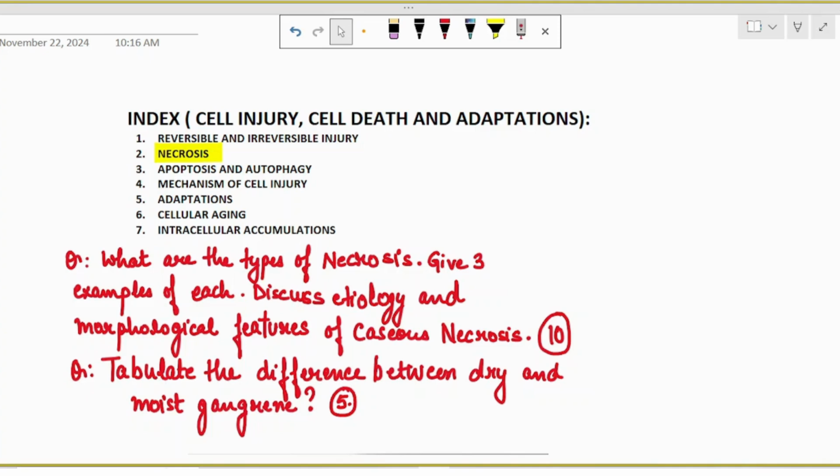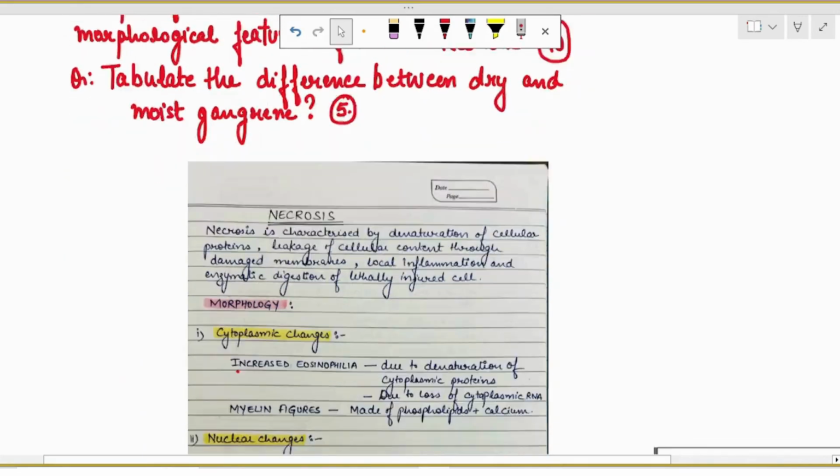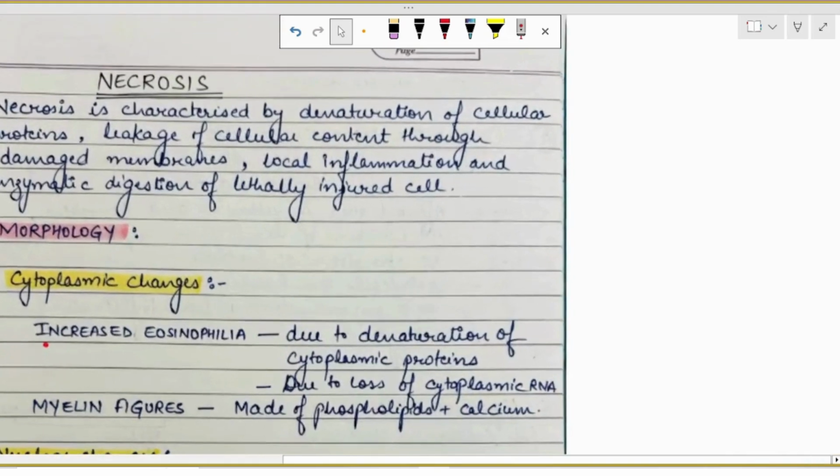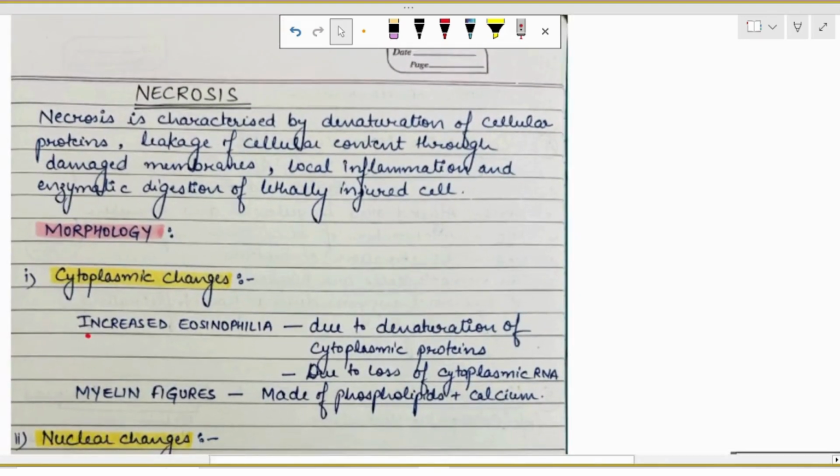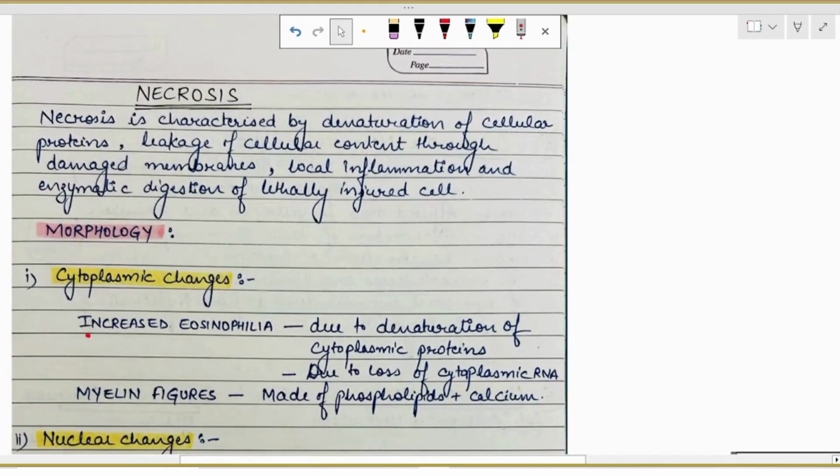So let's start with the topic of the day, that is necrosis. What is necrosis? Necrosis is characterized by denaturation of the cellular proteins, leakage of cellular content through the damaged membranes, local inflammation, and enzymatic digestion of lethally injured cells.